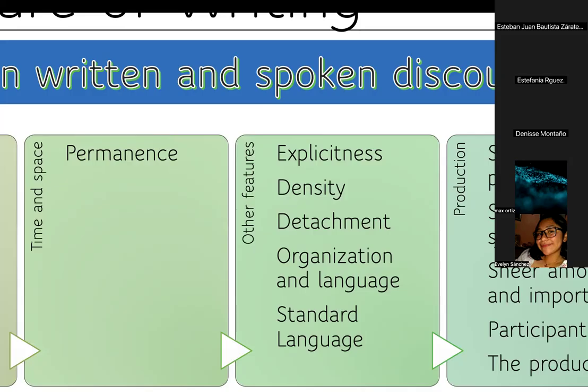Density, as in my first example, written text tends to be more dense than spoken ones. Why? Because of the use of words and some other expressions.